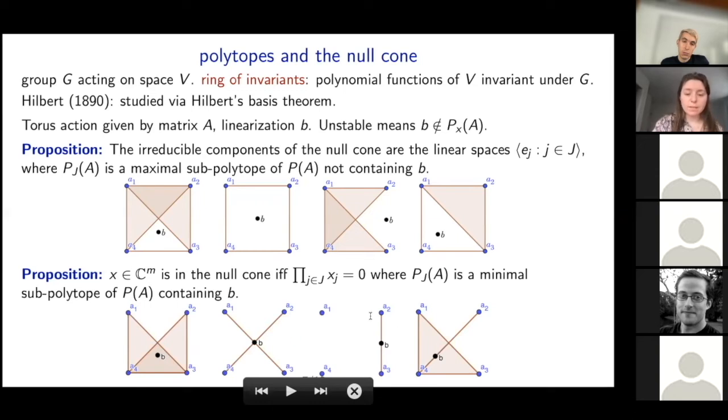So now we have our same polytope and our same vector B. These give the monomials that we need to check to see if our point lies in the null cone. And the monomials we need to check are, in this case, 1, 3, 4. So this has to vanish. And 2, 3, 4 also has to vanish. Okay, so that's polytopes and the null cone.